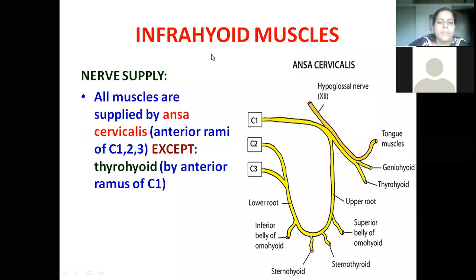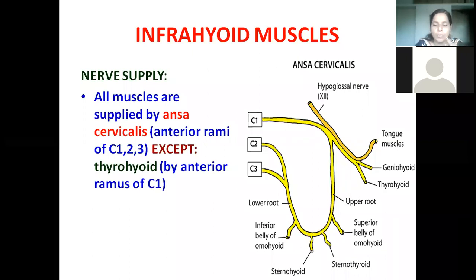So the infrahyoid group of muscles we saw now, sternothyroid, thyrohyoid, and the superior belly of omohyoid, all of these are supplied by ansa cervicalis. I want everyone to practice this diagram for ansa cervicalis. Ansa means loop, necklace. This loop is present in front of the neck. That's why you call it ansa cervicalis. All muscles of the infrahyoid group are supplied by ansa cervicalis.